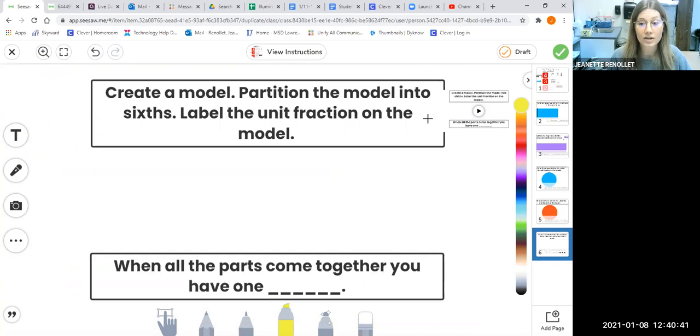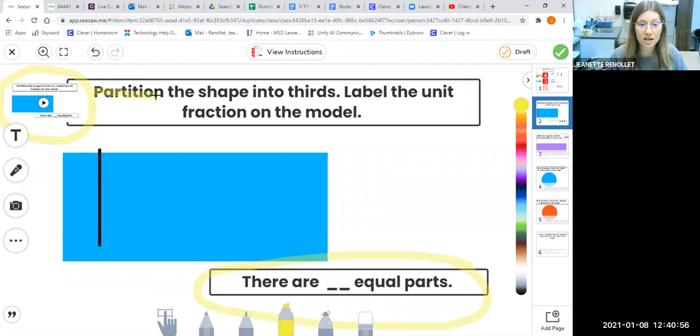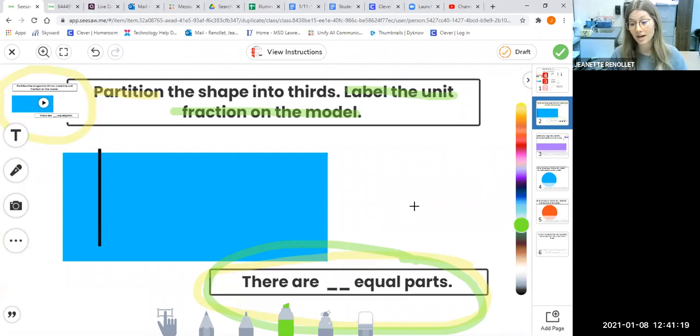and turn in. Boys and girls, this is a quiz day. I am going to grade all of these slides and take a grade. So make sure you are following the directions. You are partitioning the shape and you are labeling the unit fraction and you are filling in the sentence or question at the bottom. Take your time. The time is now yours to work. And then at 1:35 today, you have robotics.